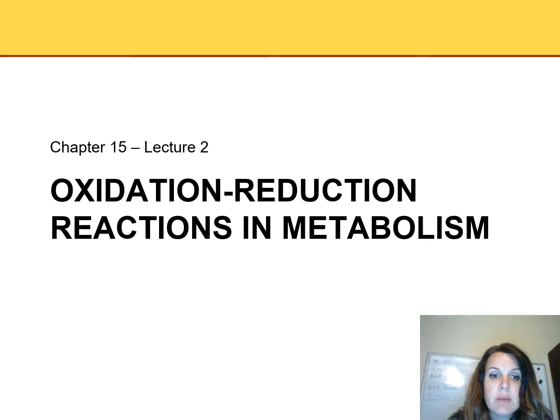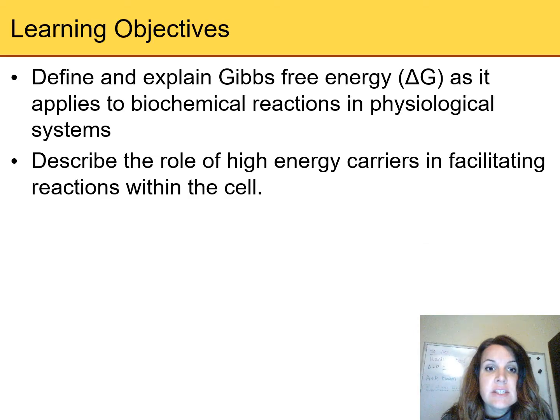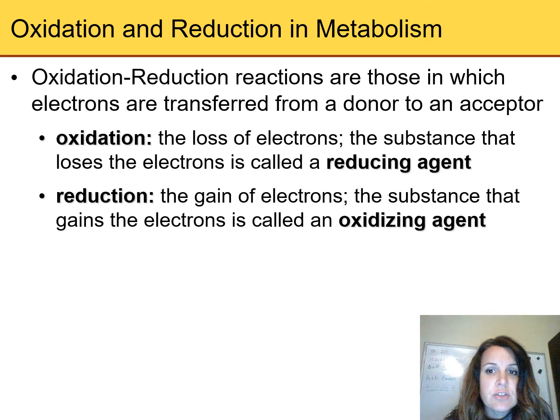Second lecture on chapter 15, and we're going to be covering oxidation reduction reactions in metabolism. So you'll see that I still have that learning objective for defining and explaining Gibbs free energy because we're going to talk about it with biochemical reactions. And then I'm going to want you to be able to describe the role of high energy carriers in facilitating reactions. Okay, so oxidation reduction reactions are going to require the transfer of electrons from a donor to an acceptor.